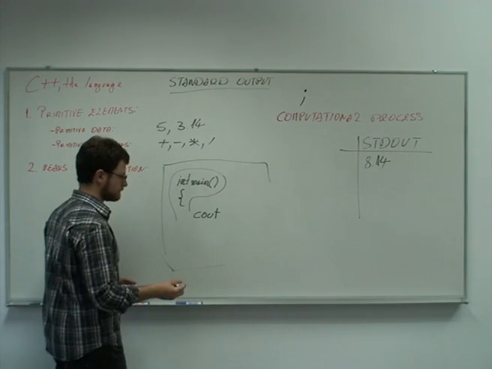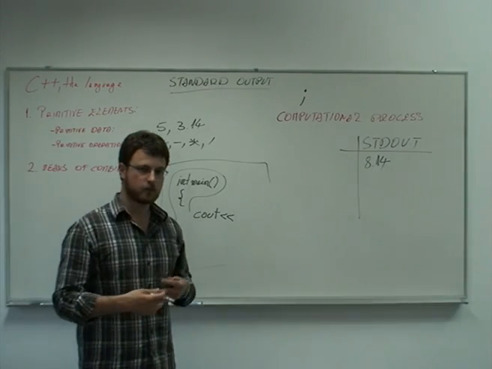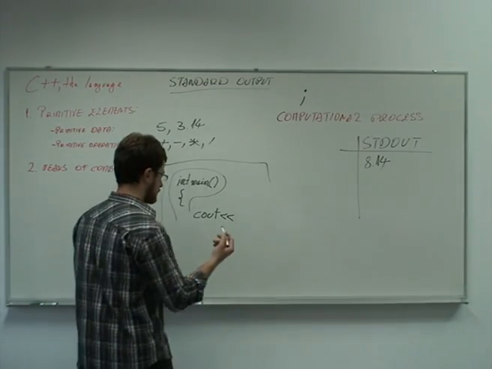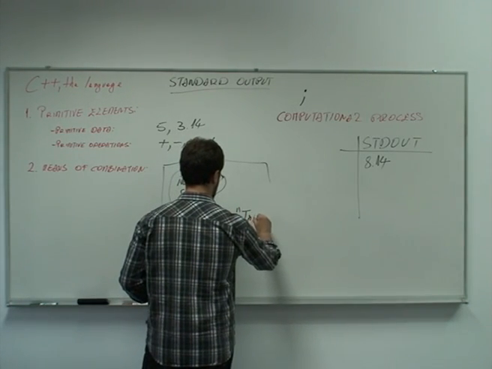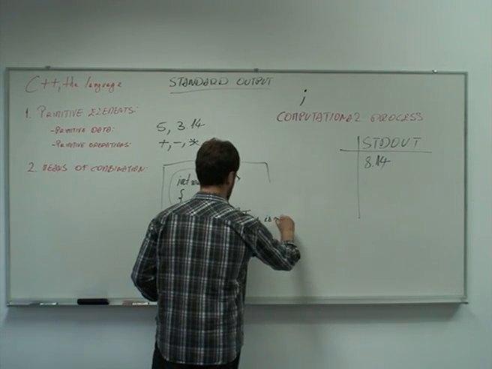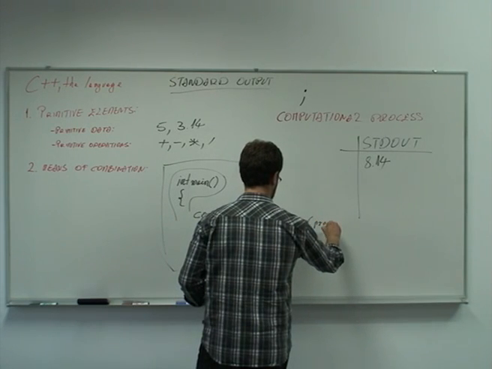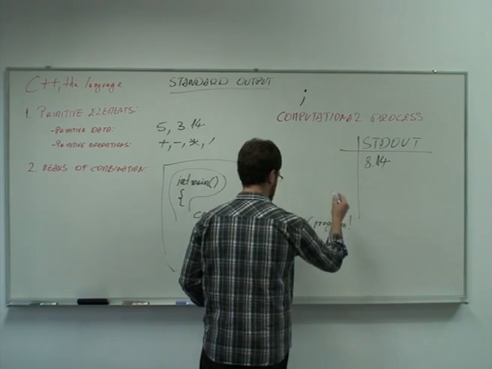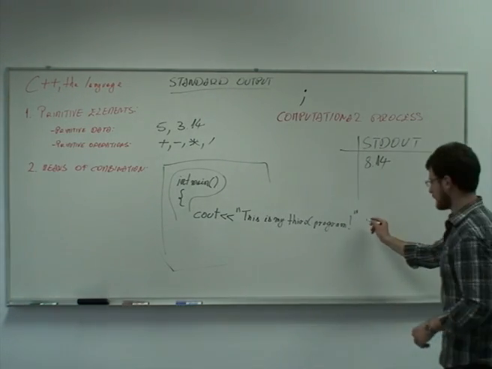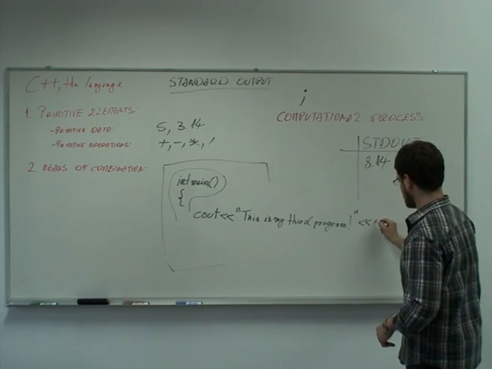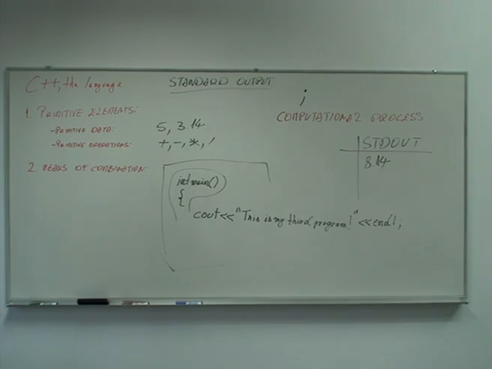All right, cout, less than, less than. And now I want to print out the message. And I have to do that this way. Double quotes. This is my third program. Double quotes. Less than, less than, endl, semicolon. Let's discuss this statement for a moment.